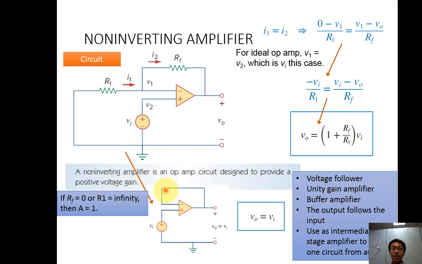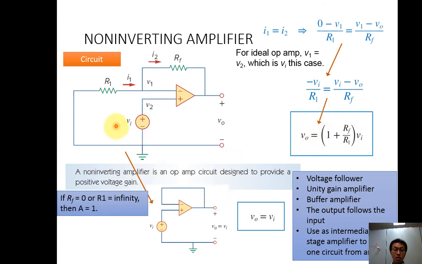So a non-inverting amplifier is an op-amp circuit that is designed to provide a positive voltage gain. We can see that 1 plus RF over R1 is a positive gain, so we call it a non-inverting amplifier. Further, if RF is 0 and R1 is infinity, then A will be 1. For example, we apply this equation: RF is 0, 0 divided by something is 0, and 1 plus 0 is 1. So A equals 1.